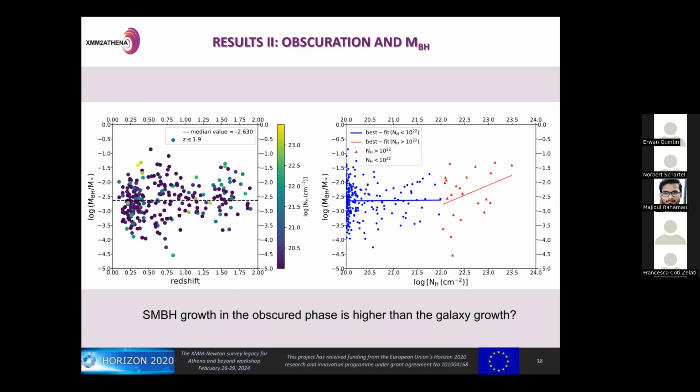the ratio of the black hole mass to the stellar mass for sources with low NH values, lower than 10 to the 22, is nearly constant, but there is an increase of the ratio with NH for NH values higher than 10 to the 22. Of course, we do not have that many sources with these high NH values, so this is just an indication. But combining this result with the one from the previous slide, these results may suggest that the supermassive black hole growth in the obscured phase is higher than the galaxy growth.